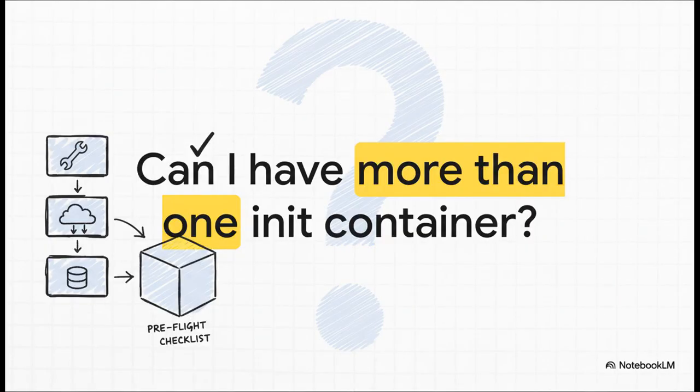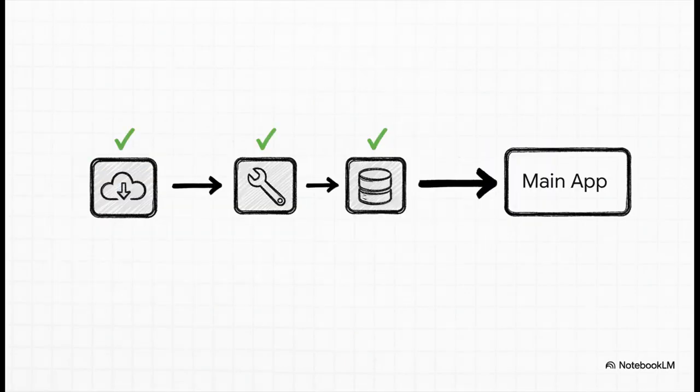Okay, what if your setup is a bit more complicated? Maybe you need to download a file, then unzip it, then process it. Can you chain these things together? Yep, absolutely. You can define as many init containers as you want. Kubernetes will run them in the exact order you list them in the file. Each one has to finish successfully before the next one in line can even start. And only when the entire chain is successful does your main application finally get the green light. It lets you build some really sophisticated startup routines.